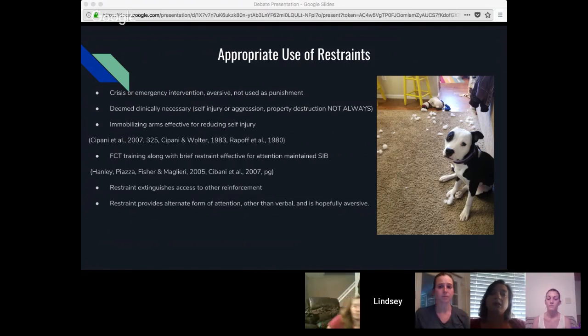Immobilizing an individual's arms can be helpful for reducing self-injury. Additionally, using FCT training along with a brief restraint can help.